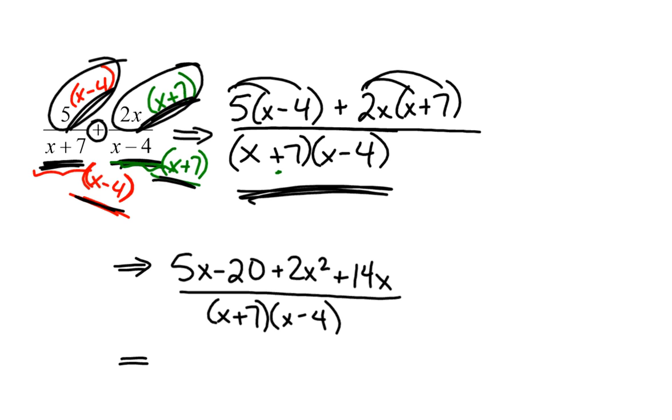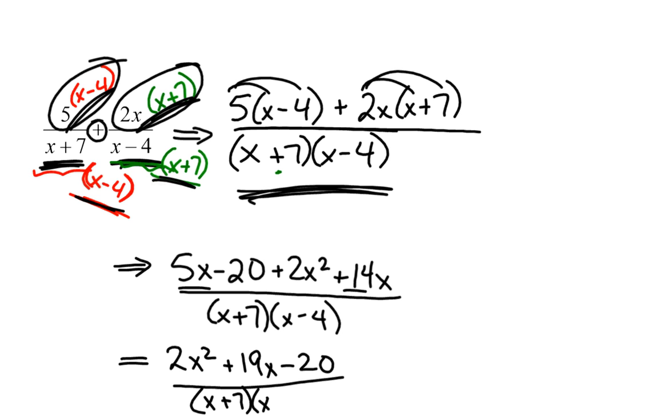Finish my simplifying. Combine my like terms here, which are my x's. I have 2x squared plus 19x minus 20 all over x plus 7 times x minus 4. So there, we found the common denominator, kept our rationals equivalent, worked with the numerators. The last step is you always have to look to see if you can simplify your final value.